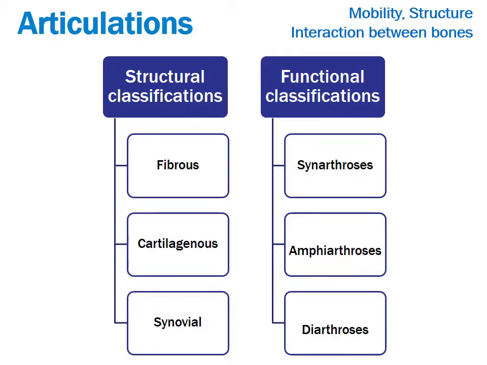Functional classifications are based on how easily the bones move against each other. Synarthroses don't move at all. Amphiarthroses move a little bit, and diarthroses move easily.